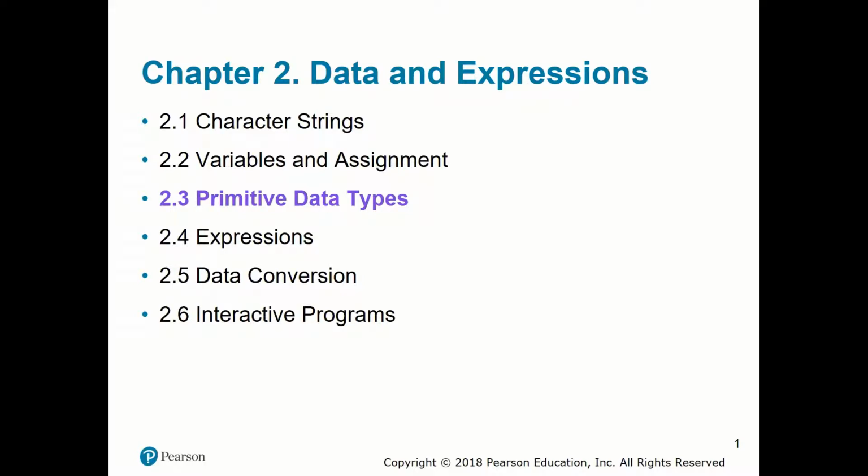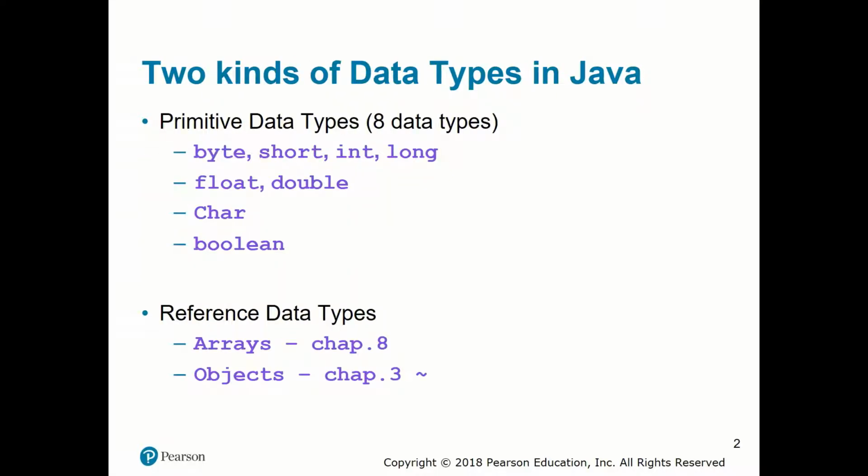In section 2.3, you will learn primitive data types in Java. There are two kinds of data types in Java. One is primitive data type and the other is reference data type. There are 8 primitive data types. They are byte, short, int, long, float, double, char, and boolean. In this section, you will learn more about primitive data types.